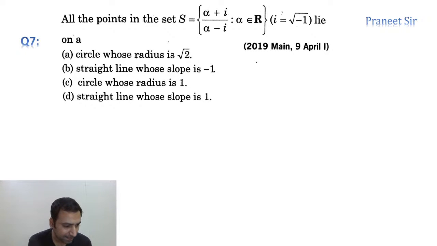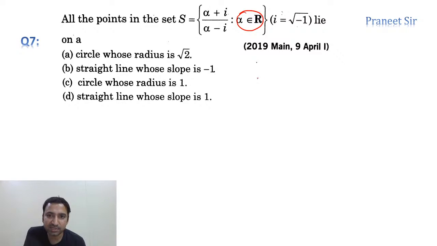Alpha plus i by, simple, isn't it? Correct. So now tell me, guys, what is alpha plus i by alpha minus i? Alpha plus i by alpha minus i belongs to which curve? Whether they are lying in a circle, a straight line, whatever they are. See, he is saying alpha belongs to real numbers, guys.